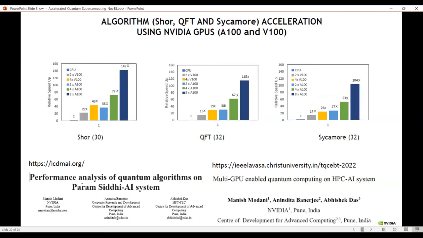Here are the results which we ran on the India system that is available at C-DAC. Here we ran Shor, QFT, and CKMR, all three algorithms. What we are showing is how the performance looks on our earlier generation of GPUs like V100 and the new generation GPU A100, in comparison to CPU. One thing to note, all the simulations are performed for 30 to 32 qubits on one node. As I mentioned before, if you run on a CPU-only system on one node, you may not be able to run simulations for this many qubits because of memory limitations, or it will take a very long time, right?